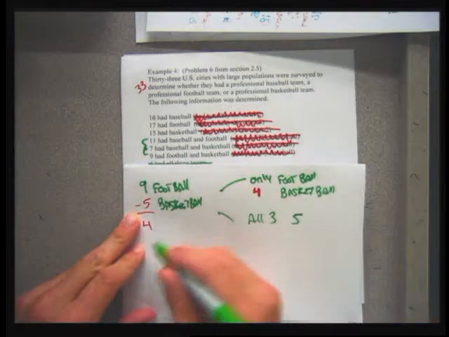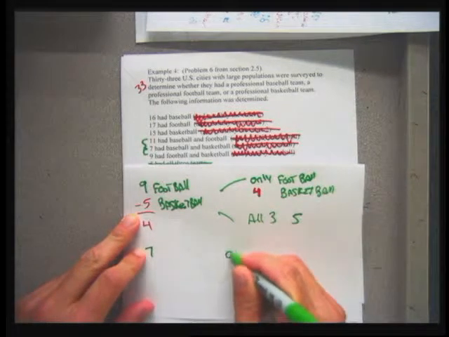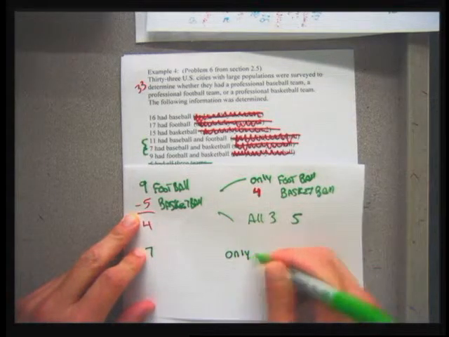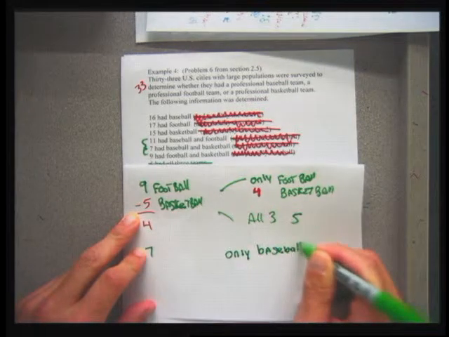When I go up to the next number, I see a 7 that had baseball and basketball. Of the 7, some had only those two. Some had only baseball and basketball.